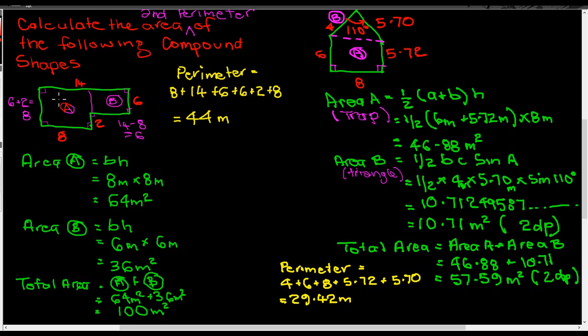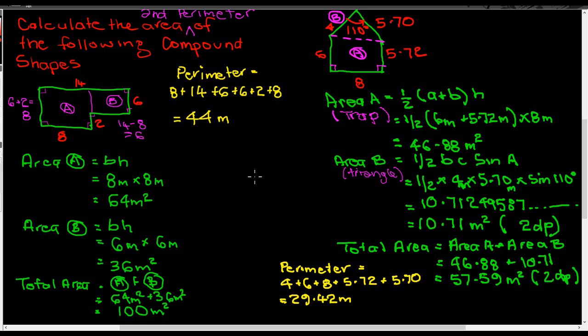For the perimeter, in this instance, we just need to add up the distances around the outside. So here we go: 8, 14, 6, 6, 2 and 8. Adding those all together gives 44 metres around the perimeter of the shape. So moving right along to our next example.